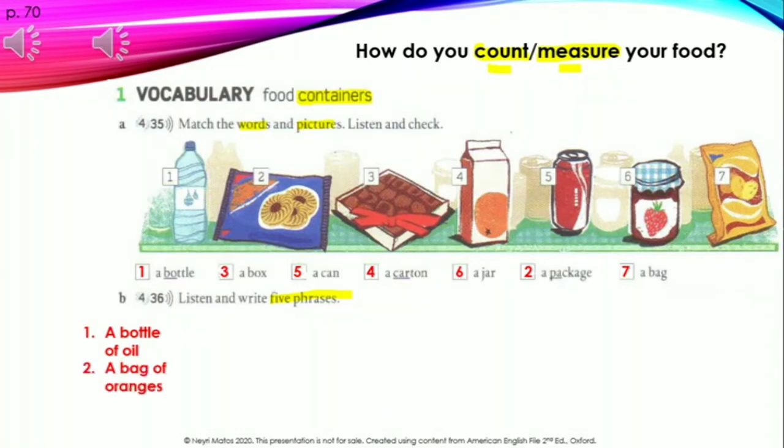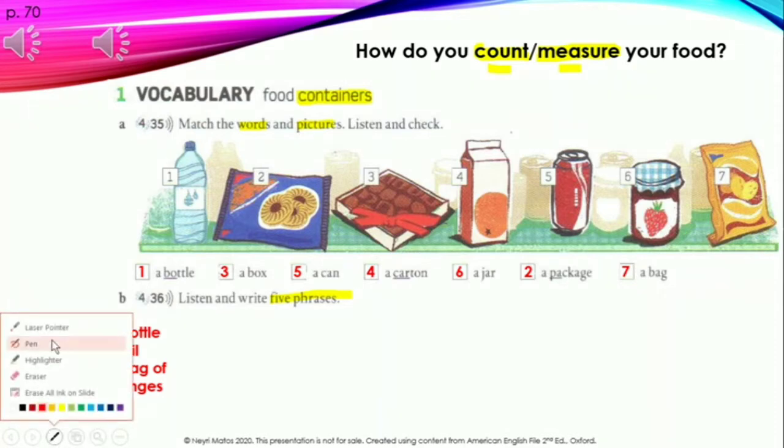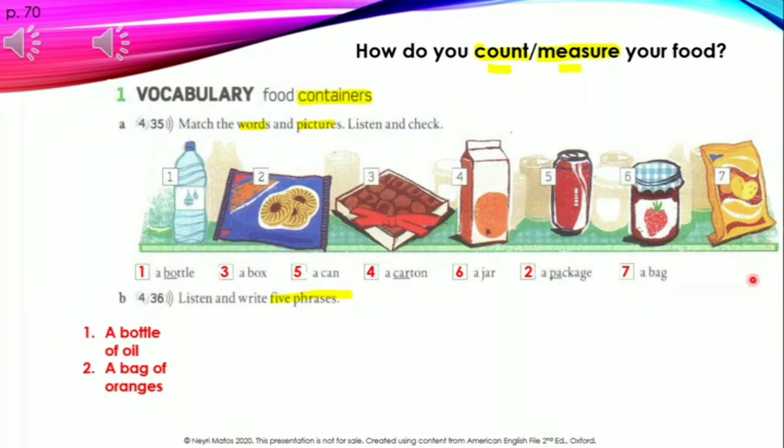For number 2, we have a bag of oranges, right? And we can use bag for many other kinds of food, especially fruit. In this case here in number 7, we have a bag of potato chips, but we have many options.